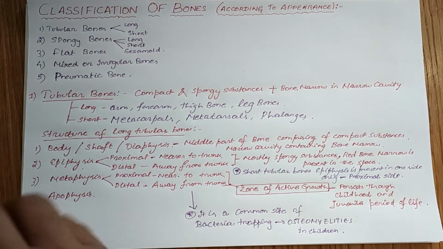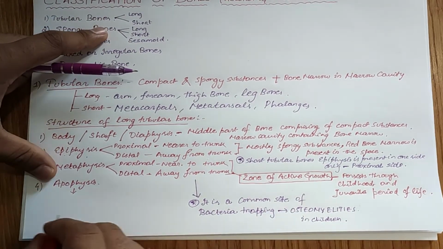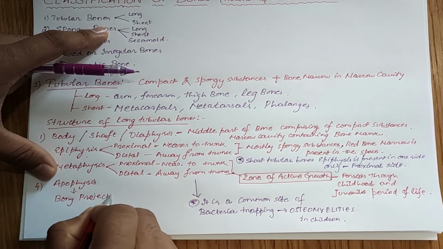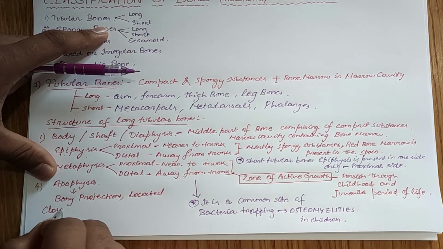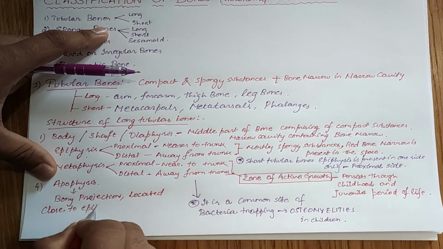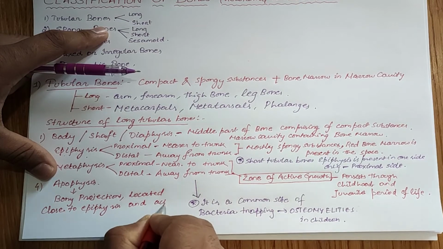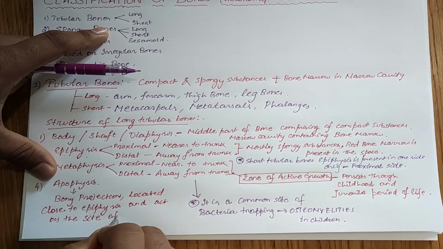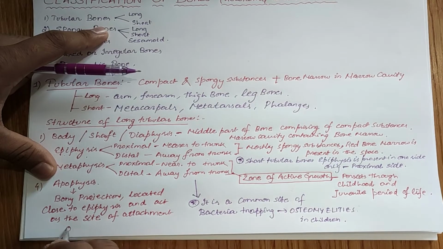And what is an apophysis? Apophysis consists of bony projections located close to the epiphysis, and they act as the site of attachment of muscles and ligaments.